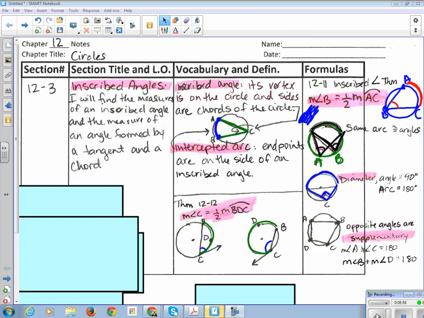So you can go either way with this. You can go, I know the measure of the arc length BDC, so I can find angle C. Or I know the measure of angle C, so I can multiply it by 2 to get the arc length. Either direction, you can use this formula.